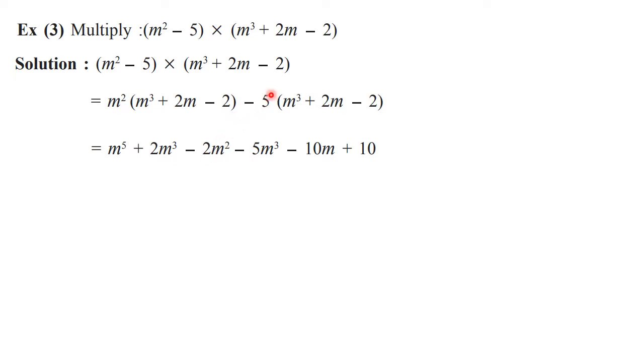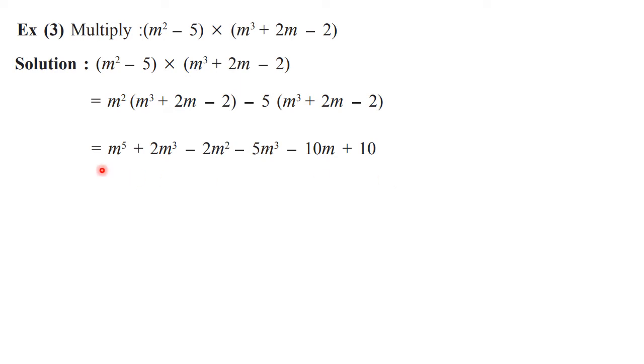Now here, minus 5 into m cube is minus 5m cube. Then minus 5 into plus 2m is minus 10m. And minus 5 into minus 2 is plus 10. So be very careful about signs here. When two minus signs come together in multiplication, the answer is positive, you know that. The next thing is what? Now we have to arrange all the terms in descending order of the powers. At the same time, we are going to write like terms together.